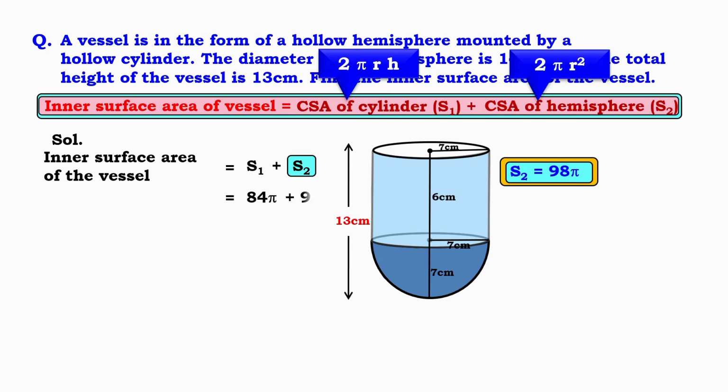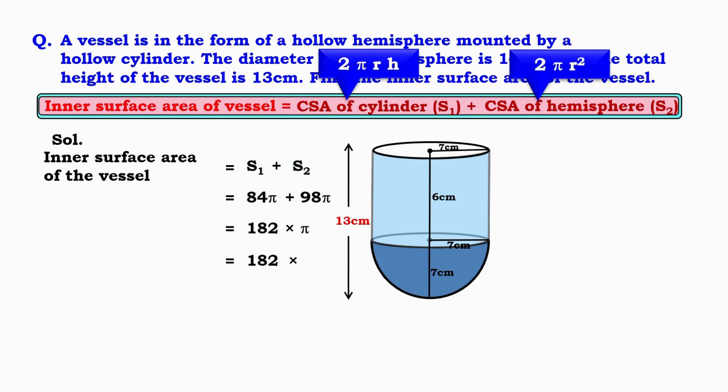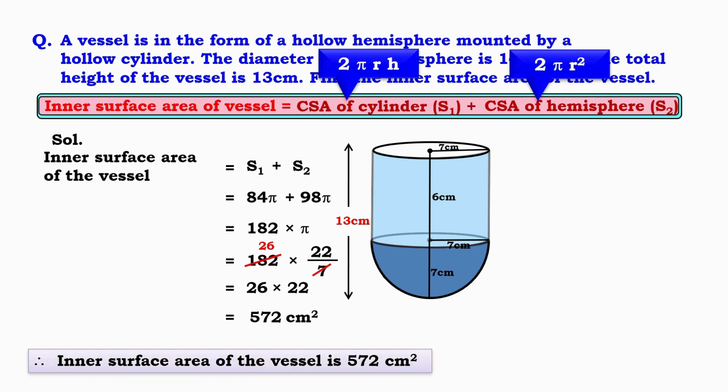Okay. So that is coming 182 pi. Now replace the pi value as 22 by 7. So 26 into 22, it is coming 572 centimeters square. So this is the inner surface area of the vessel. So this is the final answer.